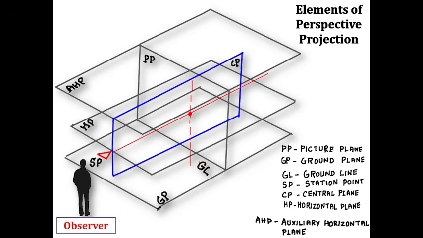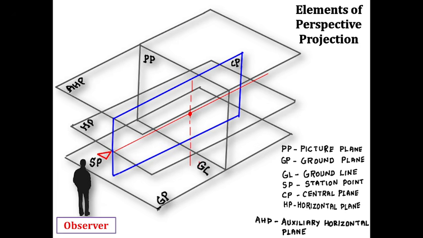Elements of perspective projection. Before we learn how to draw a perspective projection, let us become familiar with the basic elements and terminology used in perspective projection. These terms are used repeatedly while solving engineering drawing problems. PP stands for picture plane. It is the imaginary vertical plane on which the perspective image of the object is formed. GP stands for ground plane. It is the horizontal plane on which the object is assumed to rest. GL stands for ground line. It is the line of intersection between the picture plane and the ground plane.